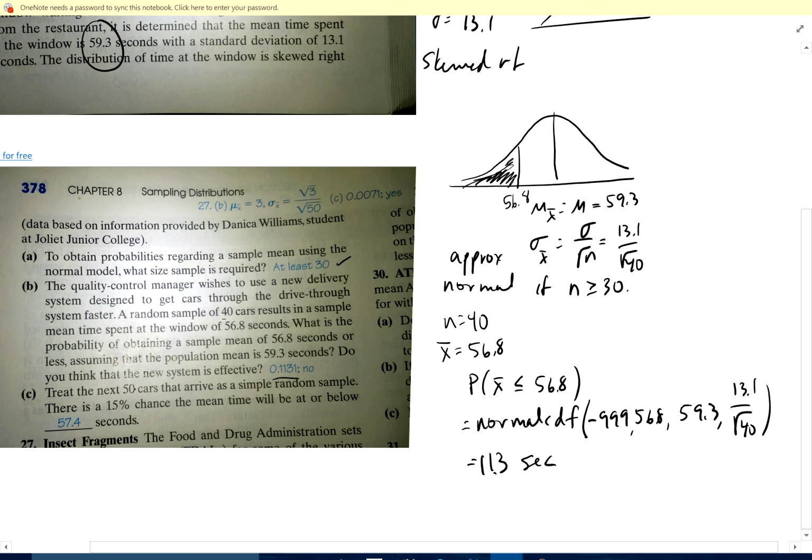And the question is, do you think that the new system is effective? Well, the average time went down from the mean time. I mean, the population mean was 59, this is 56. But the chance of that happening randomly, to get a wait time less than 56.8, somewhere to the left of 56.8, the probability of that happening, oh, I said 11 seconds, I'm sorry, percent, is 11%. So the probability of me getting a sample less than 56 is 11%. That could have happened by chance.